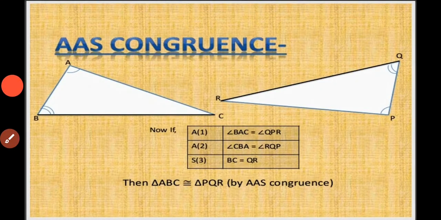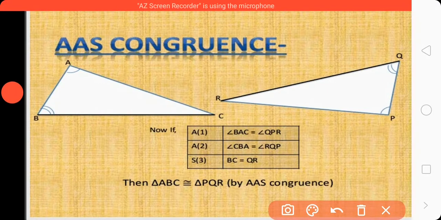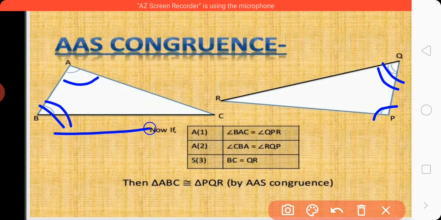Next, AAS congruence means angle, angle, side. Two angles, angle A is equal to angle P and angle B is equal to angle Q, and side BC is equal to side QR. Then these two triangles are also congruent.